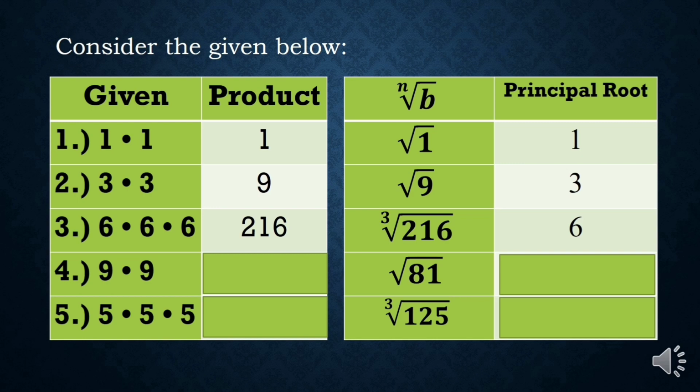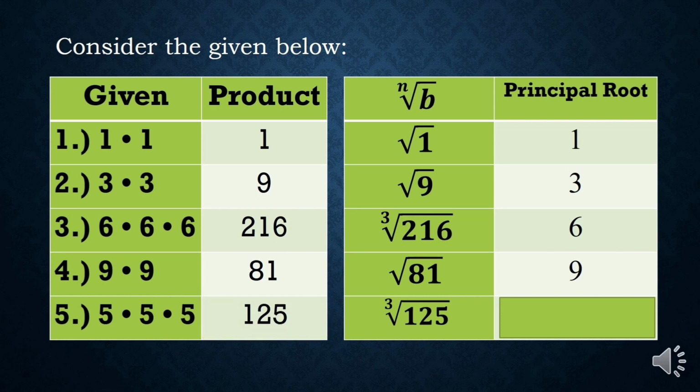Given 9 times 9, the product will be 81. Since you multiply 9 only 2 times, the index will be 2. And consider that if it is 2, it will not be written but read as a square root. So that is the square root of 81. The answer will be 9. Number 5, if we have 5 times 5 times 5, you multiply 5 three times, the answer will be 125. So the cube root of 125 will be 5.